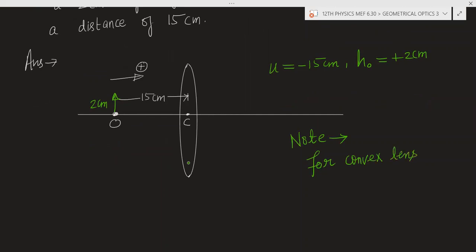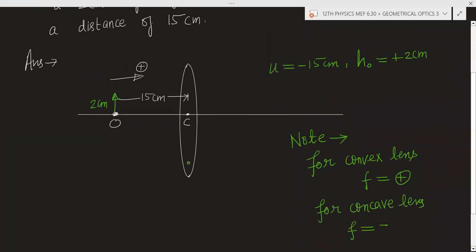For convex lens, focal length is positive. For concave lens, focal length is negative. So focal length is given as 10 centimeters. We will take it as positive because for convex lens, the focal length we take positive. Okay.